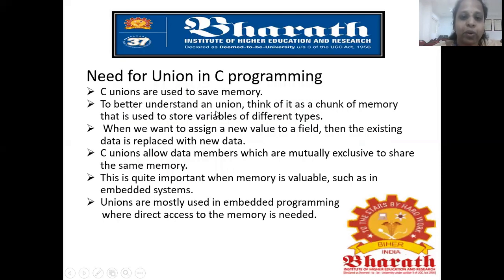So next is the need for union in C programming. The main application of a union is that memory can be saved. The variable which occupies the most space is what is allocated in a single unit. So that is an advantage of the union. The different variables are stored in a single unit. If you want to assign a new value to the field, the existing data is replaced with the new data. So the main advantage of a union in C is that memory can be saved.